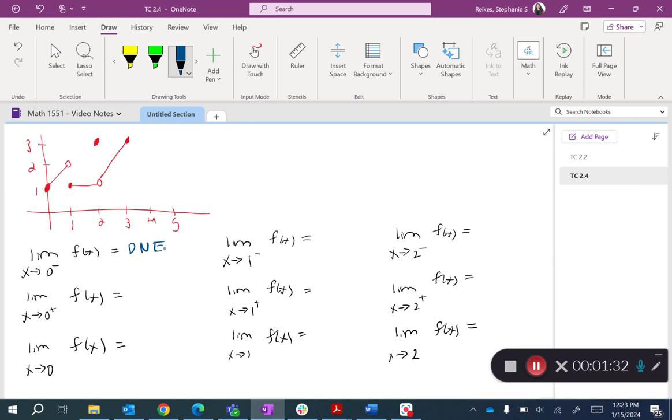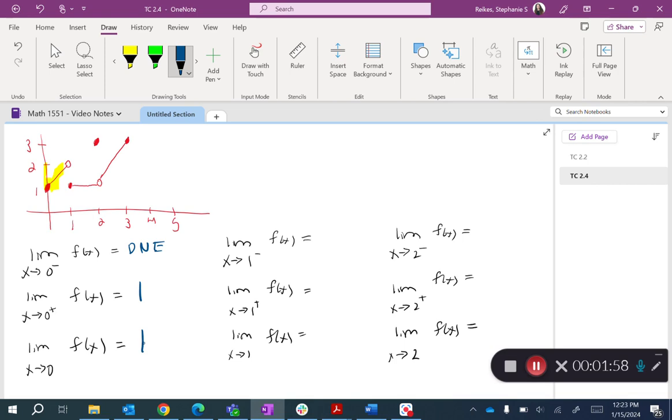However, let's take a look at the limit as x approaches 0 from the right. So as I'm going in this direction, right, towards 0 from the right-hand direction, you can see I have y value 1. And the limit as x approaches 0 of f of x, we also say is 1, and I'll note a little bit more about that in just a minute.